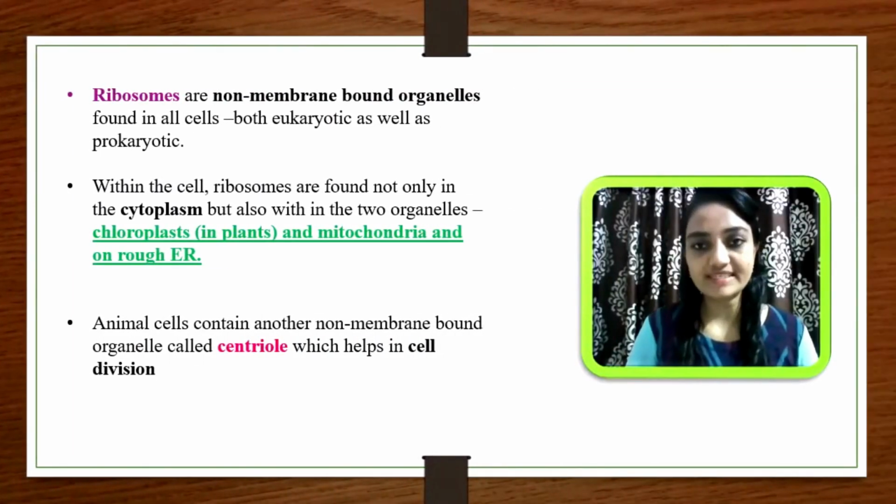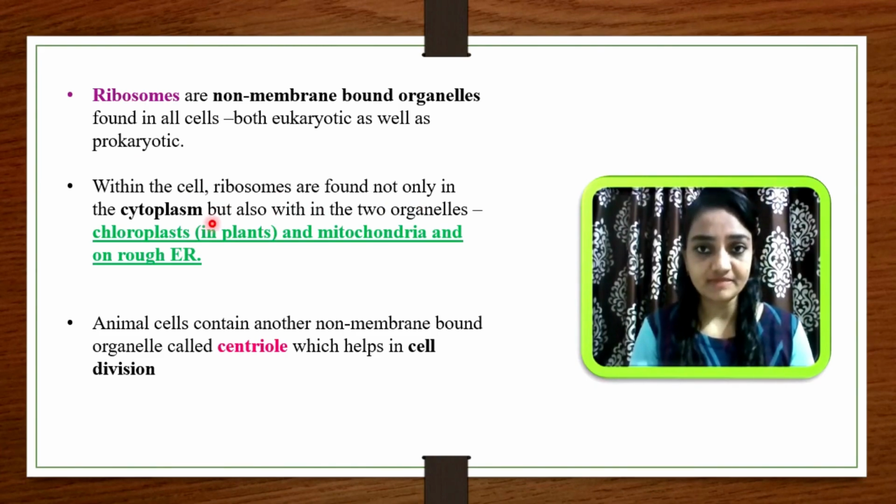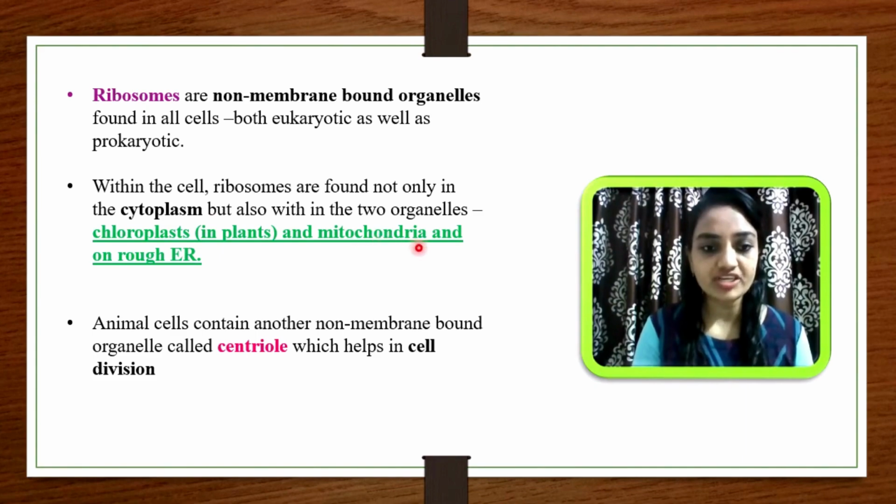Another important structure is the ribosome, a non-membrane-bound organelle found in all cells, whether eukaryotic or prokaryotic. Within the cell, ribosomes are found not only in the cytoplasm, but also in other organelles inside the cell: chloroplasts in the case of plants, and mitochondria. They are also found on the rough endoplasmic reticulum.